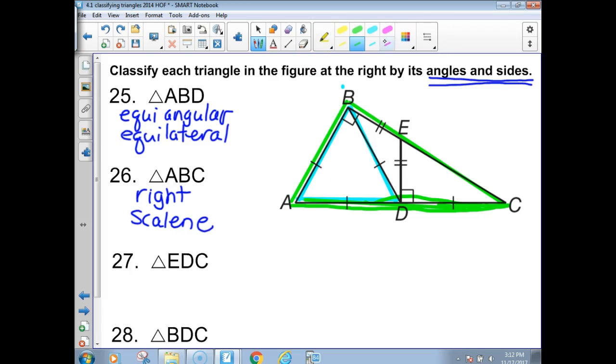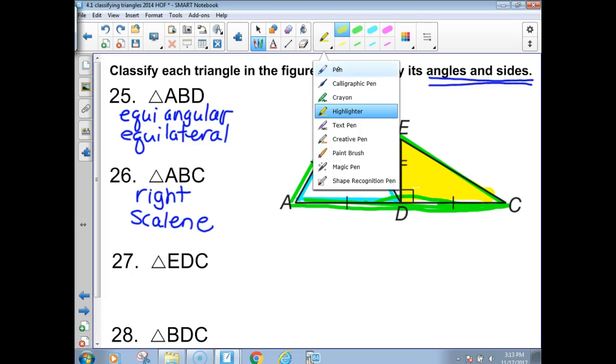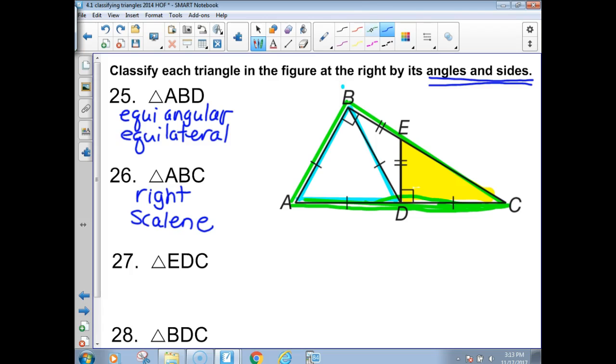All right, now I'm going to find the next triangle, EDC, which is that one, which I think everybody saw. Angle EDC has a right angle, so it's a right triangle. And it also has one side like, oh, that's a double mark, that's a single, and this is different because it's a hypotenuse, so it's scalene. It's a right scalene, just like the big one.